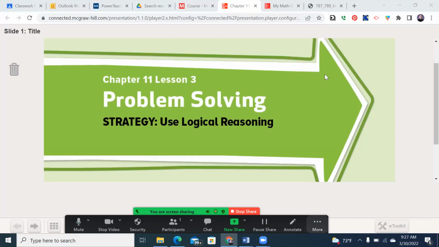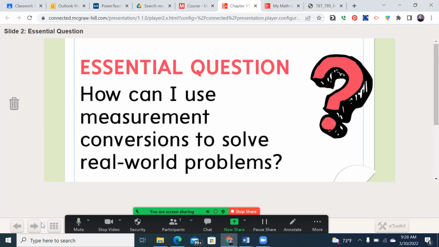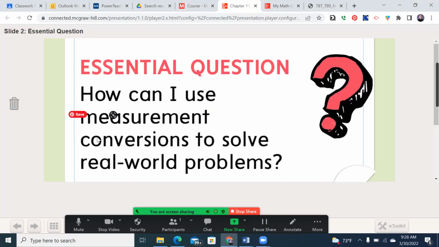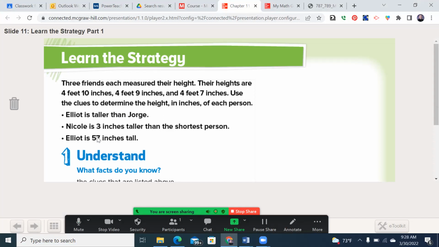Today's episode, Chapter 11, Lesson 3, Problem Solving, using logical reasoning. The essential question for Chapter 11: how can I use measurement conversions to solve real-world problems? So we're going to begin with learning our strategy. And as always, we want to begin by understanding.